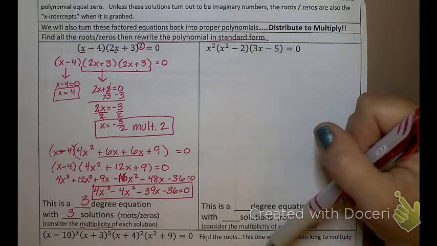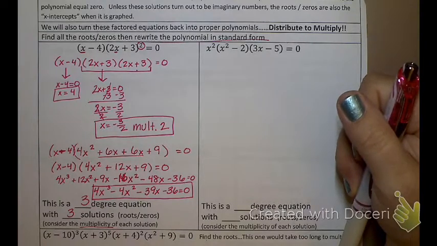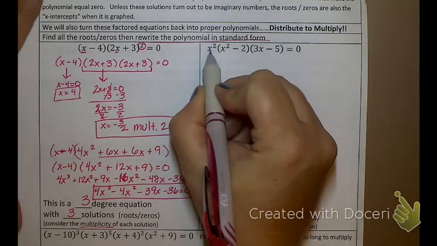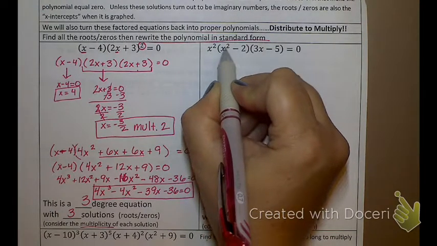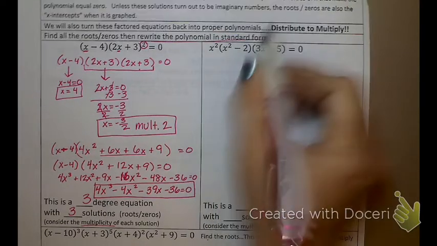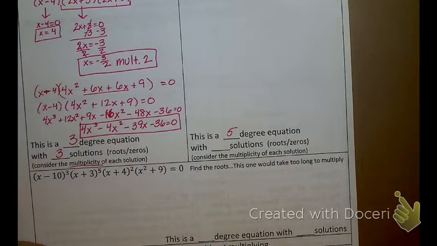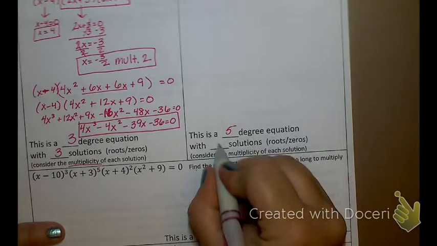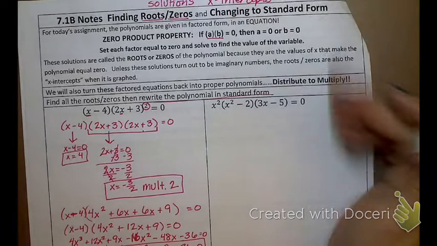What is the degree? 4. How many x's are here? 2. How many are here? 2 more, giving me 4. And I have another one. So 5. So this is a 5th degree equation. So how many solutions are there going to be? 5. Okay? So let's find those 5 solutions.